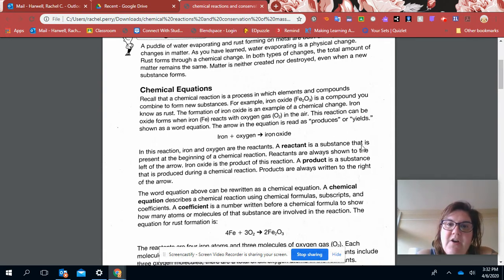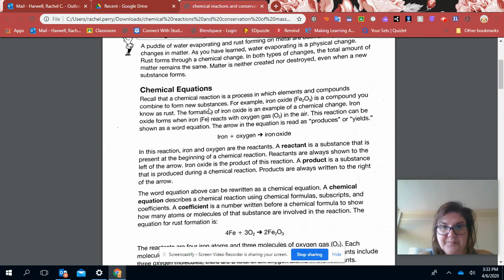In this reaction, iron and oxygen are the reactants. A reactant is a substance that is present at the beginning of a chemical reaction. Reactants are always shown to the left of the arrow. Iron oxide is the product of the reaction. A product is a substance that is produced during a chemical reaction. Products are always written to the right of the arrow.